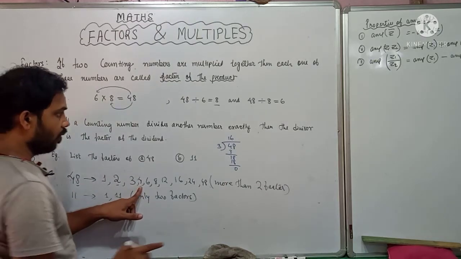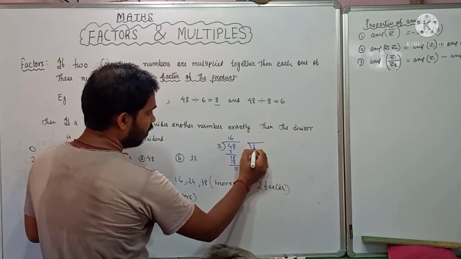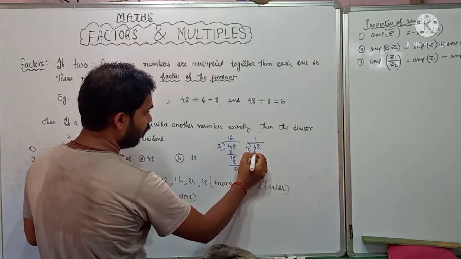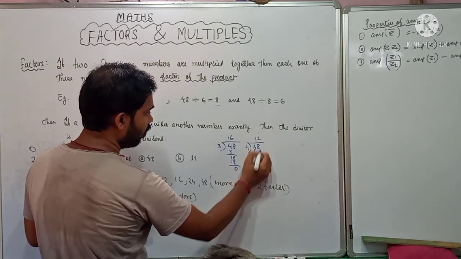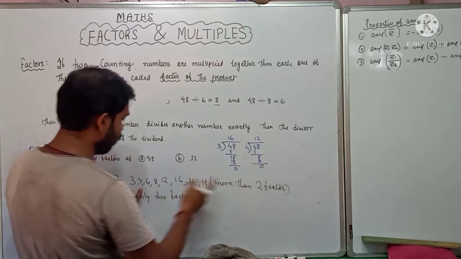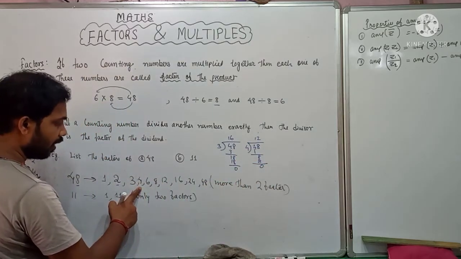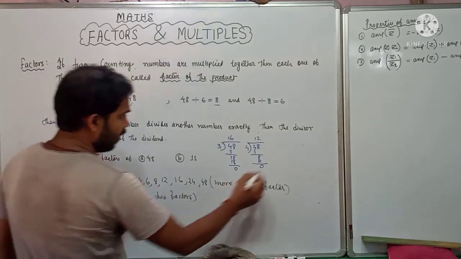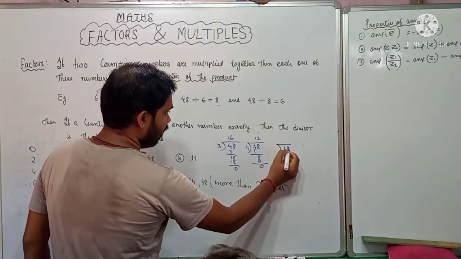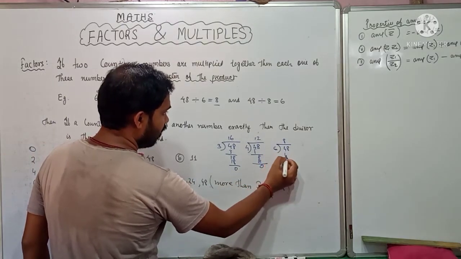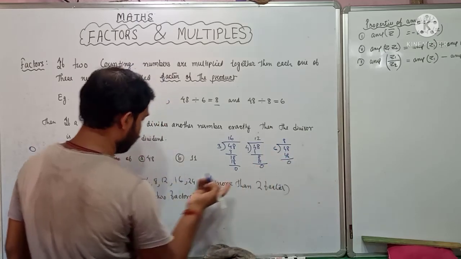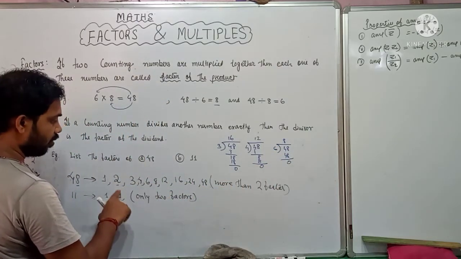Now let's go for 4 and you divide and see. So it is 48 divided by 4. 4 ones are 4, 4 twos are 8. Now it is dividing exactly. So 4 is also a factor. Again you see 6. So 6 eights are 48, so it is also a factor. 8 sixes are 48, it is also a factor.